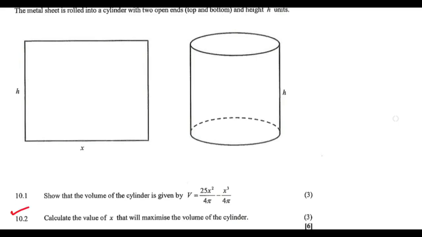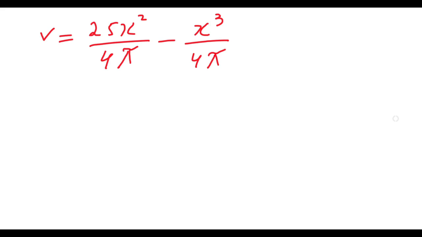Second question, he says calculate the value of x that will maximize the volume of the cylinder. So we need to find the maximum x value. Now we need to differentiate the volume function with respect to x. To find the maximum volume, differentiate the volume function with respect to x. So it's going to be dV over dx. We're going to differentiate with respect to x.